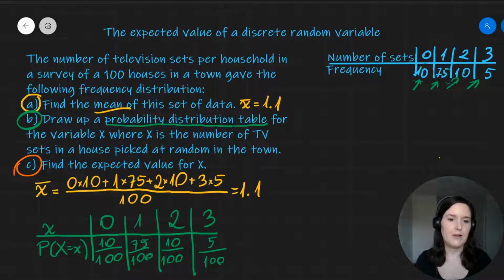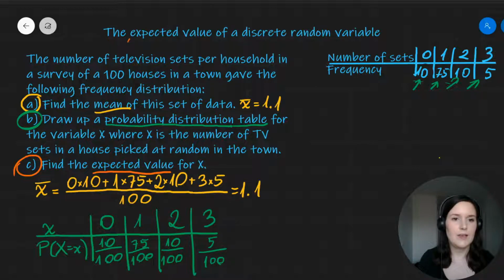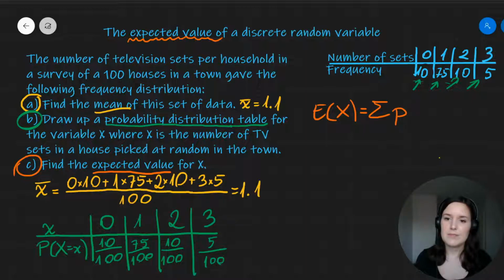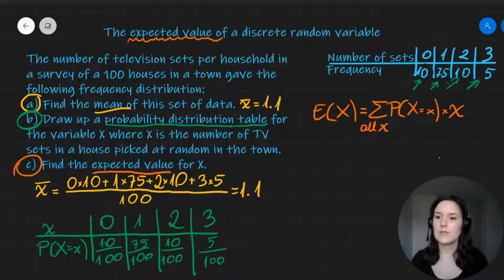The expected value, so the new thing that we wanted to learn today. The expected value is the sum of probability times the value. So I take the probability of getting a value and I multiply it by the value for all the values. So let's try.